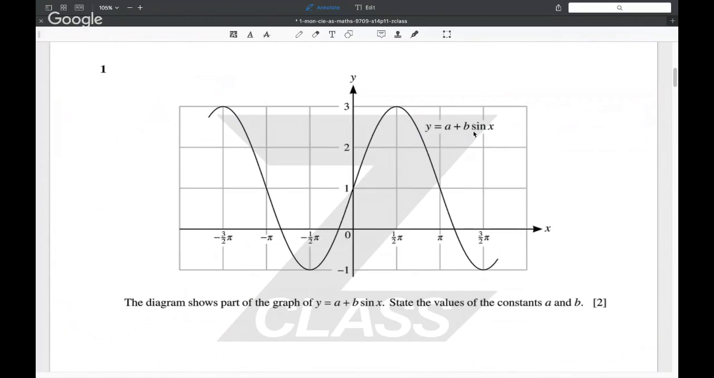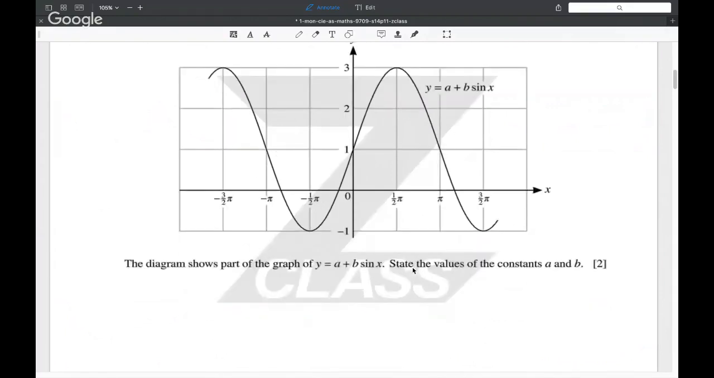When you have a coefficient in front of the sin x, it's basically telling you that it's stretching the graph vertically by a factor of b. And when you have a constant, it's always a vertical translation. If a is positive, it's in the positive y direction. If a is negative, it's in the negative y direction.